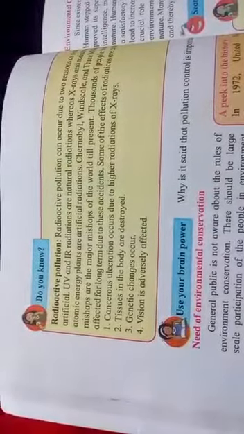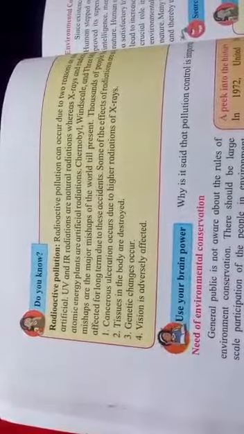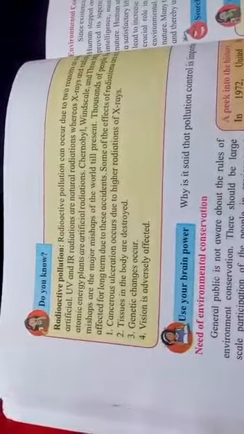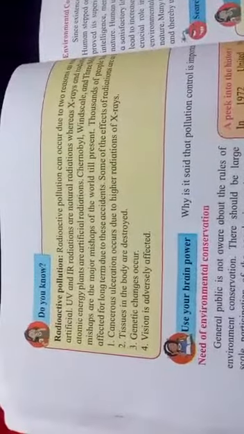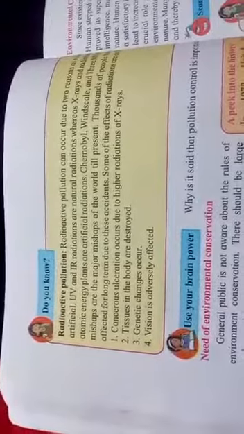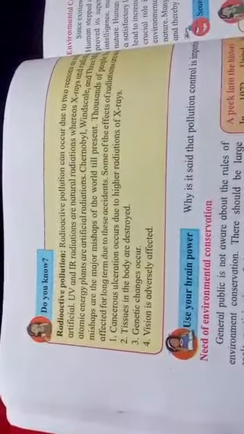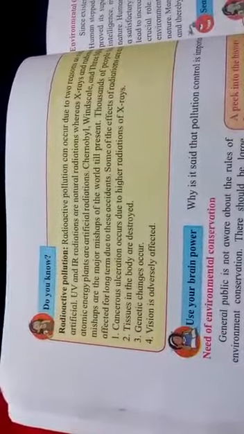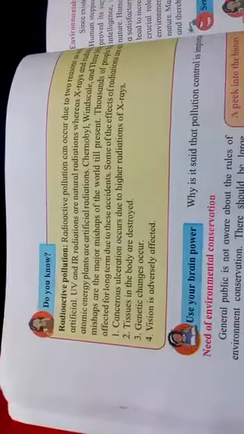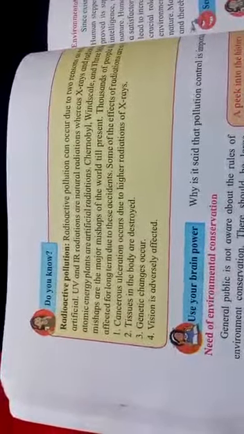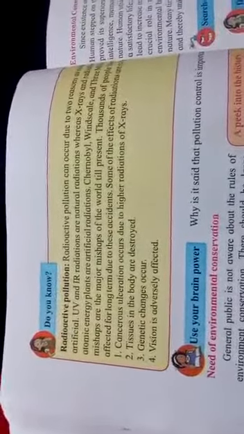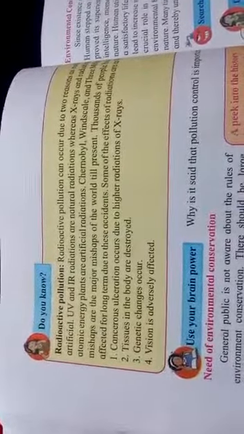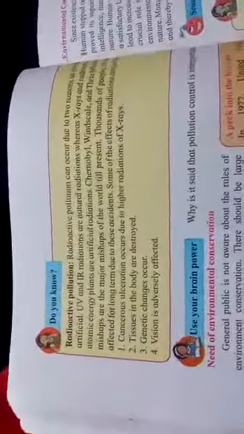Radioactivity means when radioactive elements disintegrate spontaneously, they release certain kinds of rays like alpha, beta and gamma rays, which cause radioactive pollution. These radioactive elements can be uranium, thorium and many other elements with higher atomic number. Now, radioactive pollution can occur due to two reasons, and this can be natural or artificial.